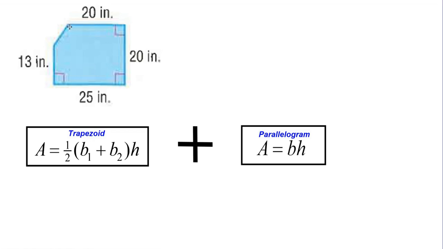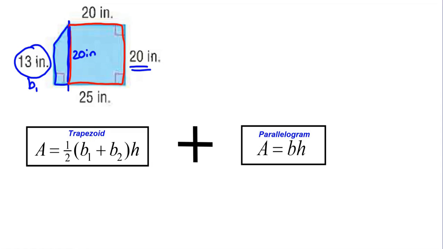So how I'm thinking is I'm going to cut this shape right here. So what I've created is a trapezoid here on the left, and I've got a parallelogram here on the right. So these are the 2 shapes that I'm going to be finding the area of. So recall, the area of my trapezoid is 1/2 of base 1 plus base 2 times the height. And these 2 parallel sides are going to be my bases. So this 13 inches is my base 1, and then this distance right here is my base 2, which is 20 inches, as I could tell from the other side here.